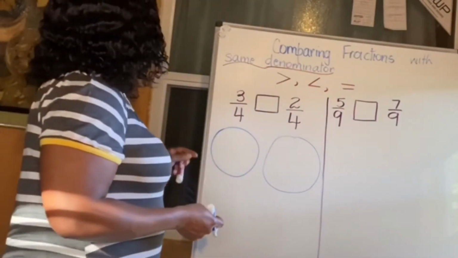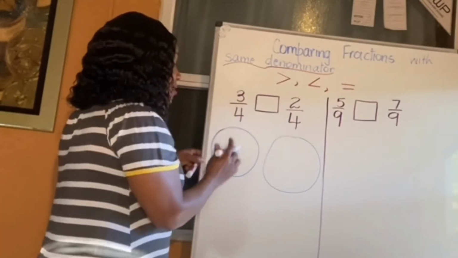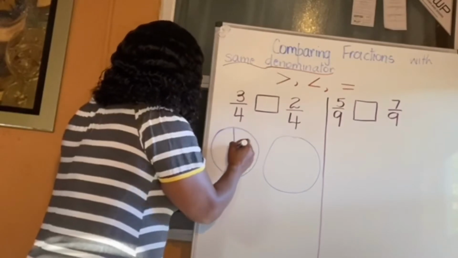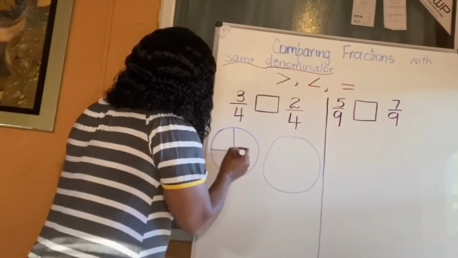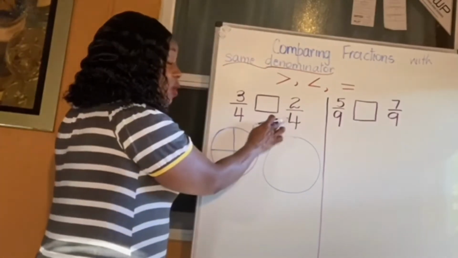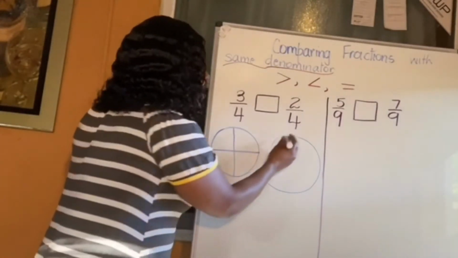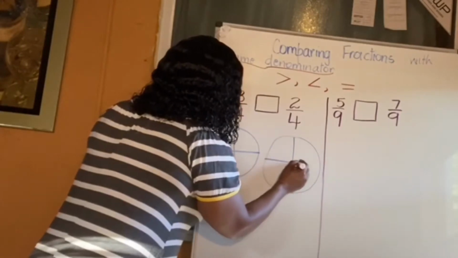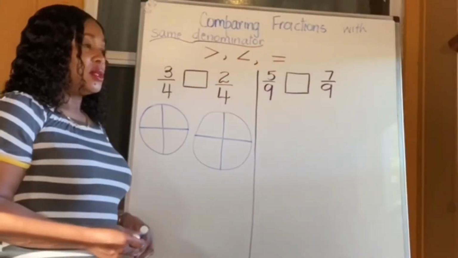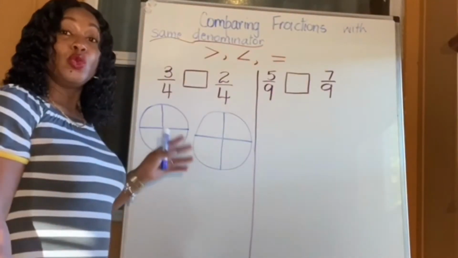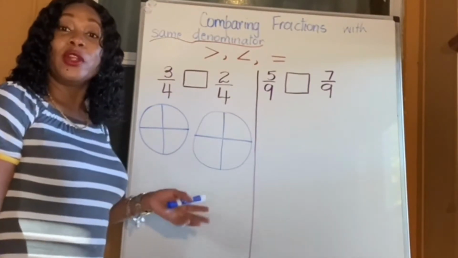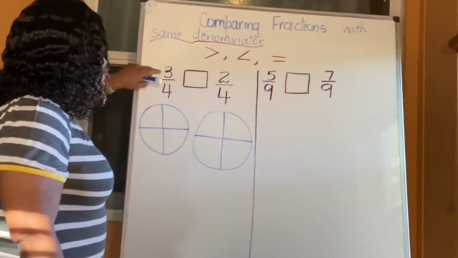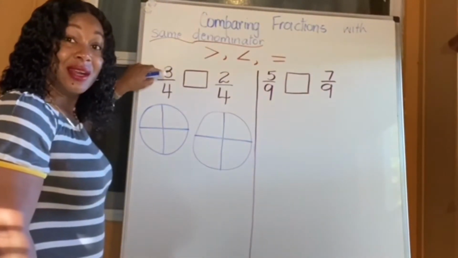All right. Now, for this pizza, because the denominator is 4, I'm going to divide it into 4 equal parts. And this one, the denominator is also 4. So again, I am going to divide it into 4 equal parts. So now that I have my 2 pizzas cut up into 4 equal parts, I can go ahead and shade the amount of parts that are taken out.